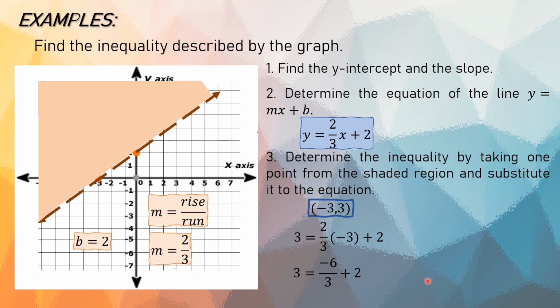Next, since kayang i-divide ang negative 6 sa 3, so let us divide. So this will become 3 equals negative 2 plus 2. Negative 2 plus 2 is 0, so that will be 3 equals 0. Pero hindi naman equals, o hindi naman tulad ang value ng 3 sa 0, so that will be 3 is greater than 0 since mas malaki ang value ng 3 sa 0. So meron na tayong inequality symbol which is greater than. Hindi natin siya lalagyan ng equal sign sa baba or ng guhit sa baba dahil broken line ang ginamit. So therefore, ang ating graph na ito ay may inequality na y is greater than 2/3 x plus 2.